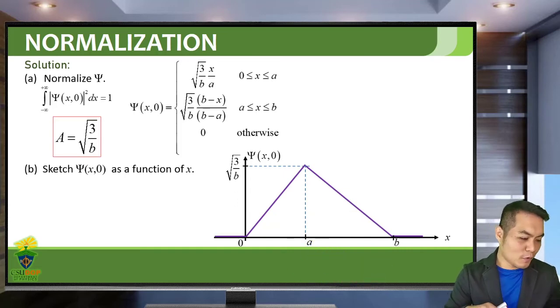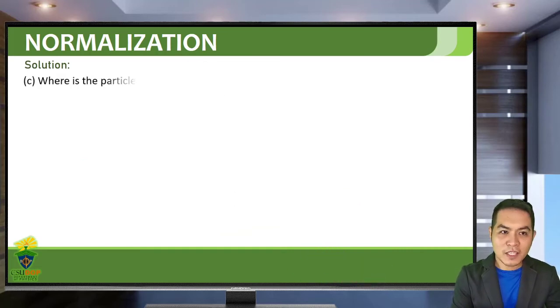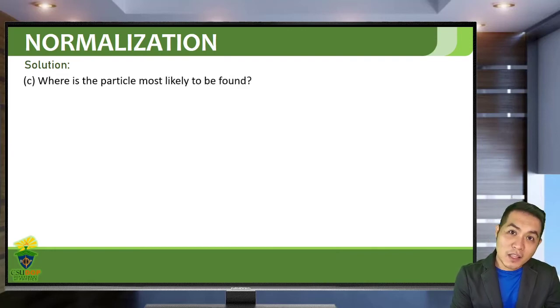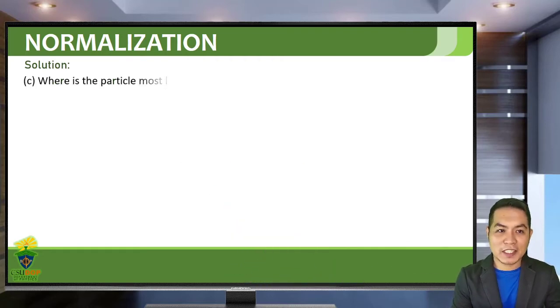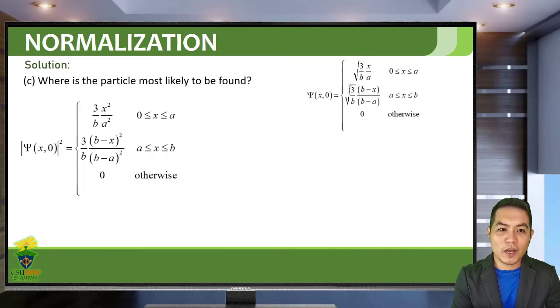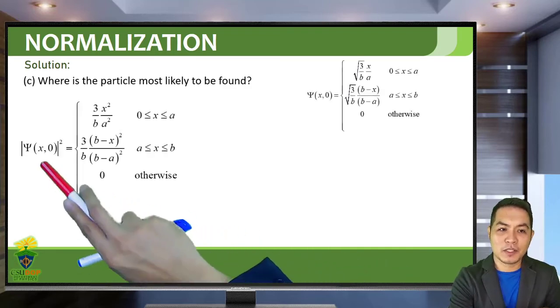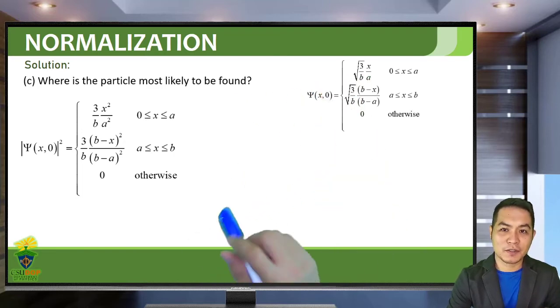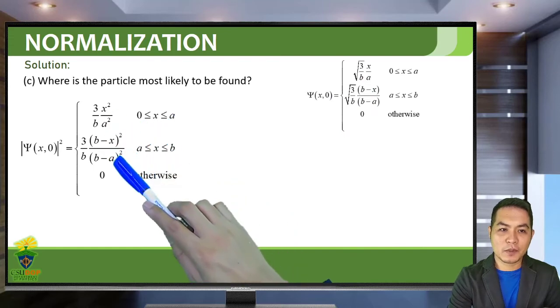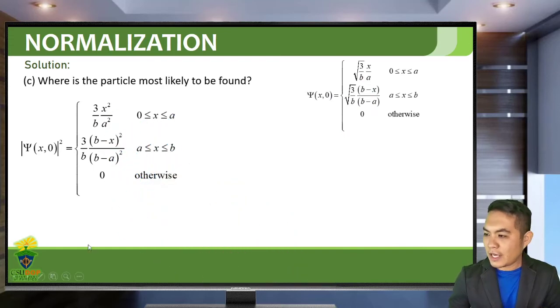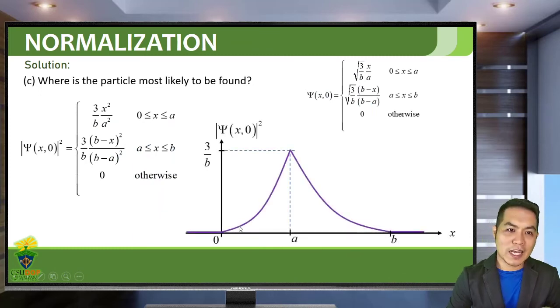But for formality reasons, the solution to this is actually to plot the probability density function. Take note, this sketch here is not a probability density sketch. This is still the wave function sketch. If we take the probability density sketch, we need to take the absolute value of psi squared. So we square our wave function. So from 0 to a, it becomes now 3 over b times x squared over a squared, and so on. And the plot of this function will look like this.